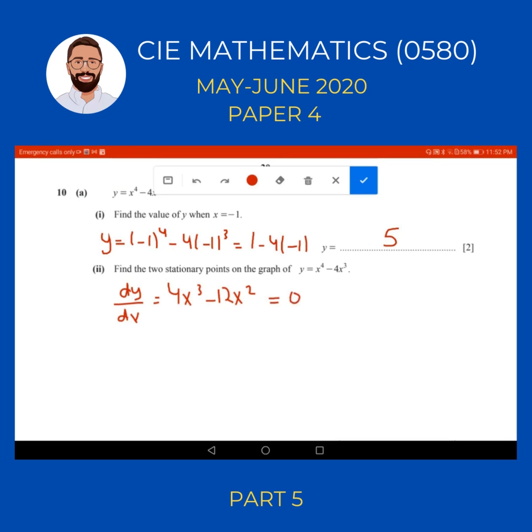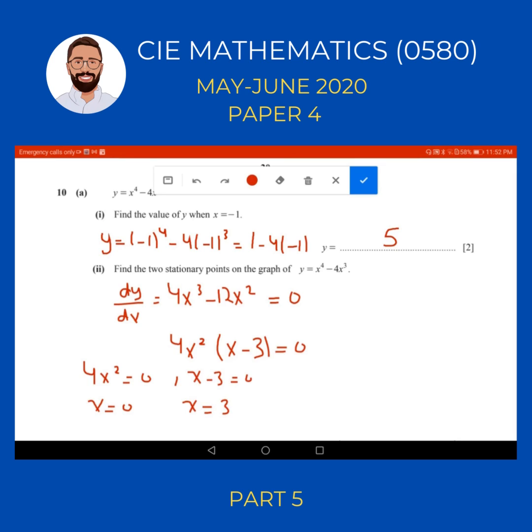So I'm going to take 4x squared as a common factor. So what's left inside is x minus 3 equals 0. So I need to equate 4x squared equal to 0. So here x is equal to 0. And I need to equate x minus 3 equal to 0. So x is equal to 3. So these are the x coordinates.